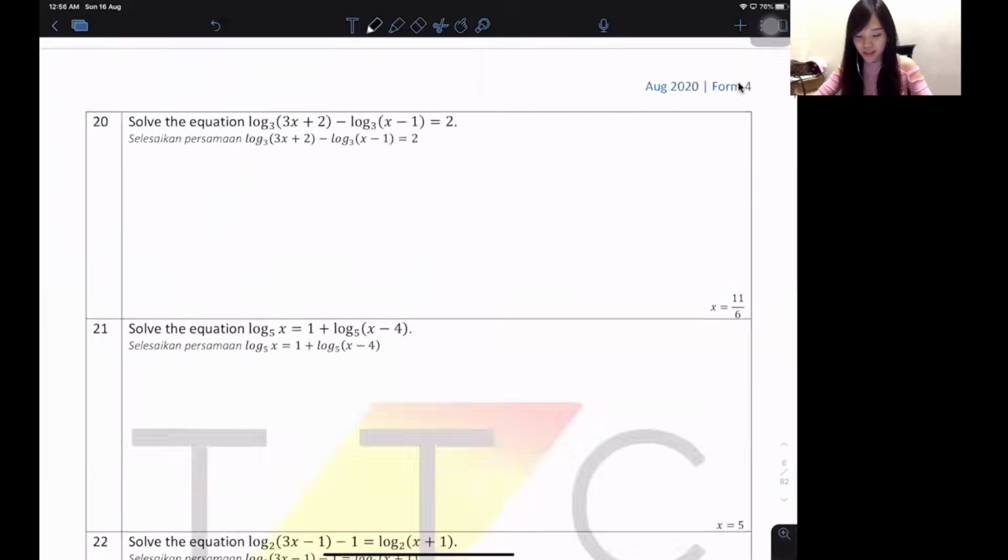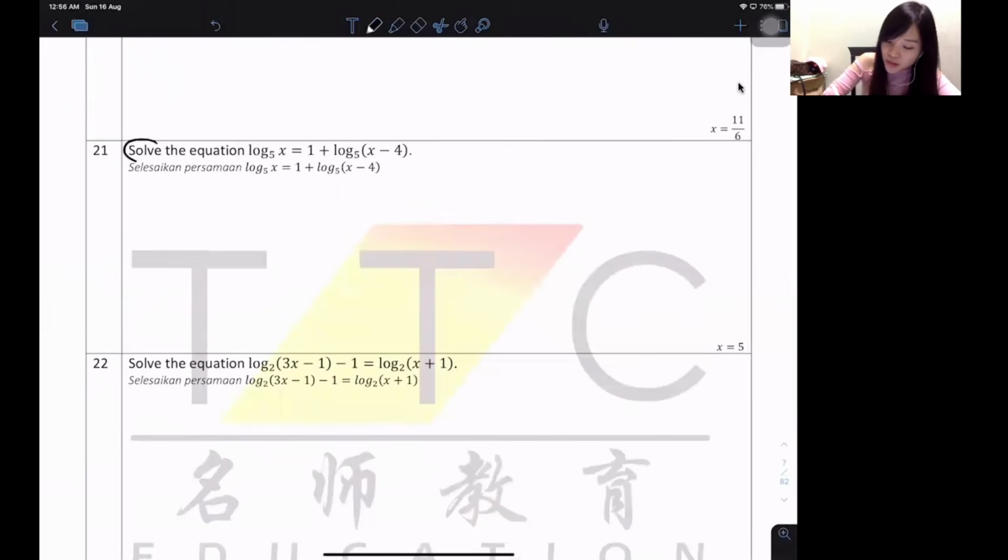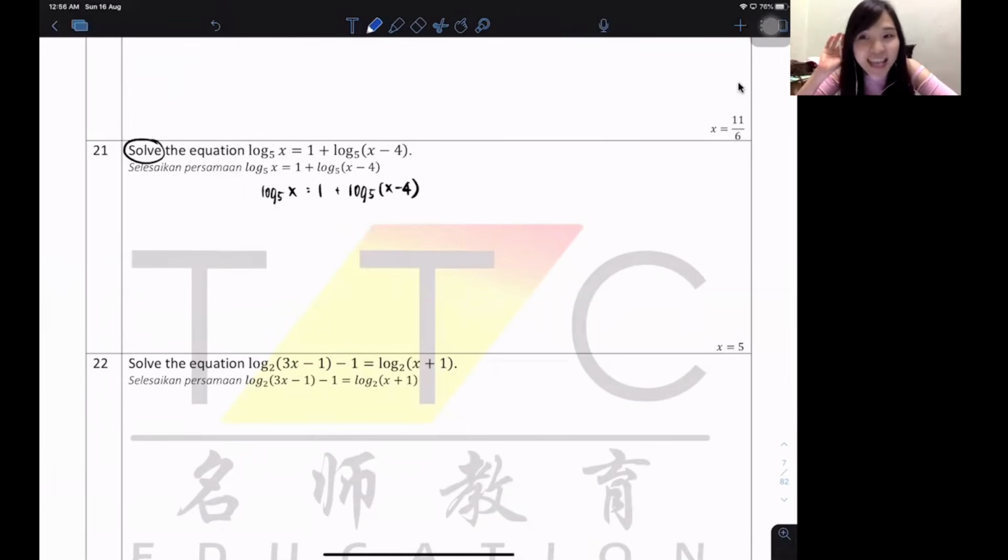Can I go faster? 21, solve. Next type already. Solve means what? Find the unknowns out. So guys, they want me to solve this one. Okay, how do I solve this one? I repeat again, this question, indices to logarithm, logarithm forever starts from what? Same base.